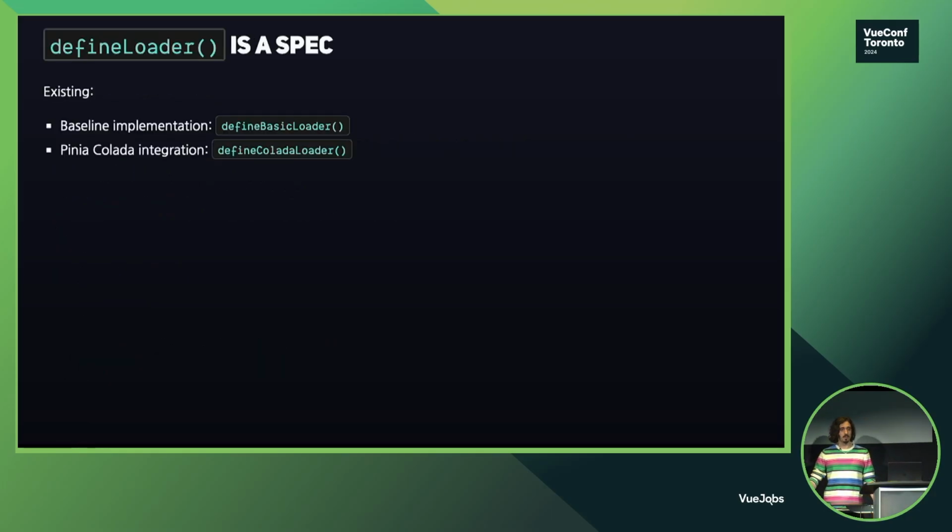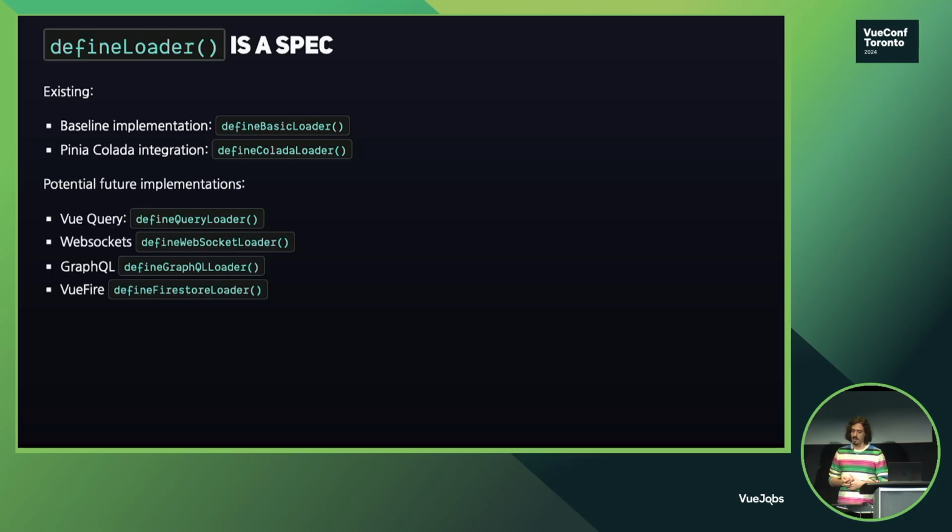So defineLoader is actually a spec, and we currently have two implementations. We have the basic one, so you just have functions, no cache, nothing fancy, and the feature-rich one, which is for more advanced apps, although the cost of using it in a simple app is so low that you can use it for small apps as well, which is the Pina Colada one. But the idea is we can imagine more implementations in the future, right? The idea of the API is that by being a spec, you can combine all your favorite libraries with it. So VueQuery, WebSockets, VueFire, GraphQL, whatever you want.